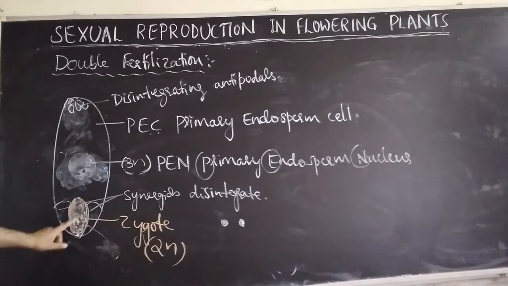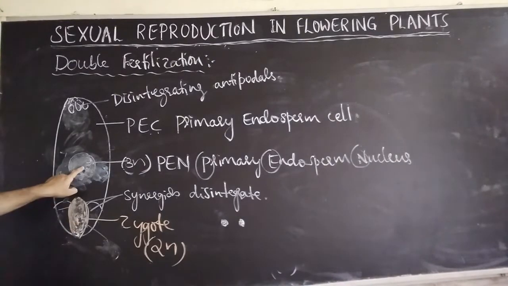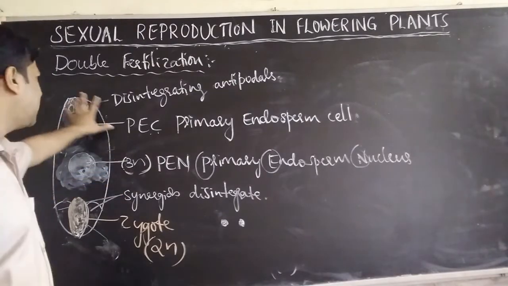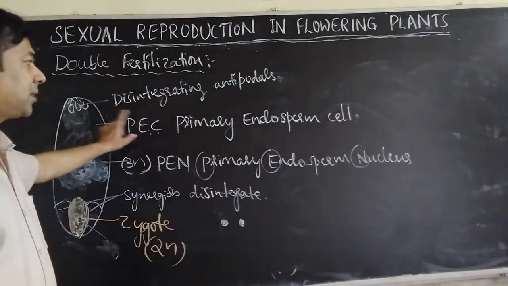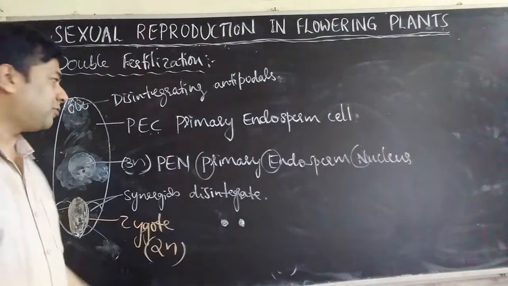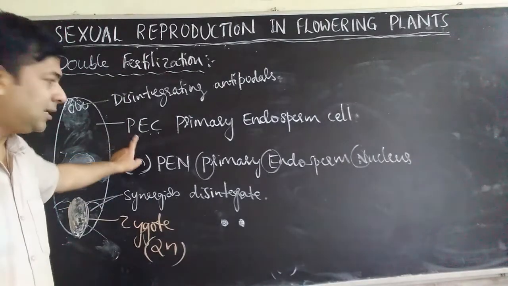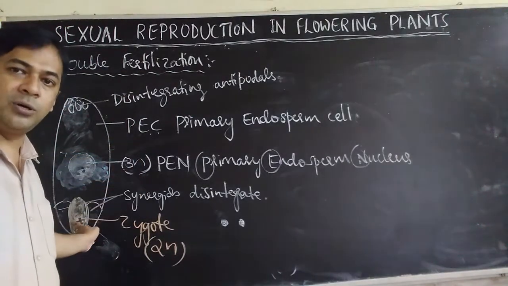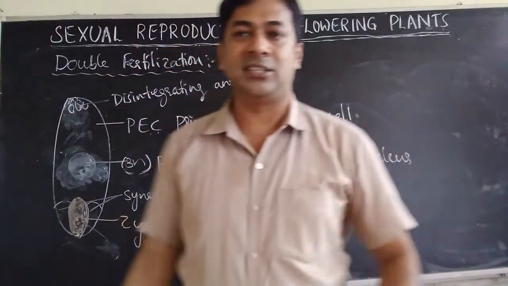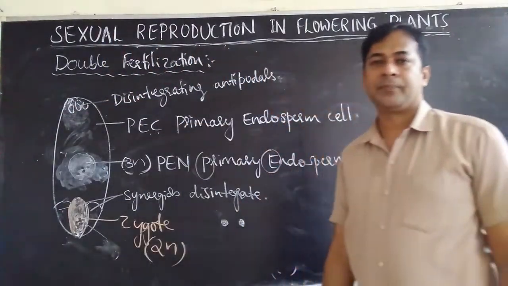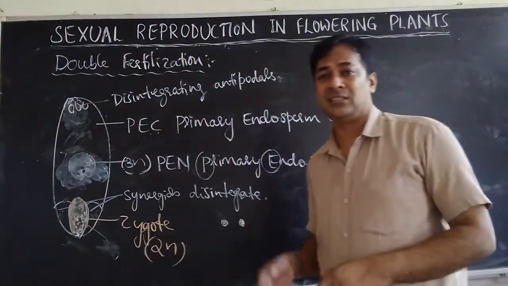Only what remains is the zygote, the nucleus called the primary endosperm nucleus, which is 3N, triploid, and then one entire big cell, that is the primary endosperm cell. The formation of the primary endosperm cell, primary endosperm nucleus and zygote occurs after fertilization. So we are going to learn now the post-fertilization changes.